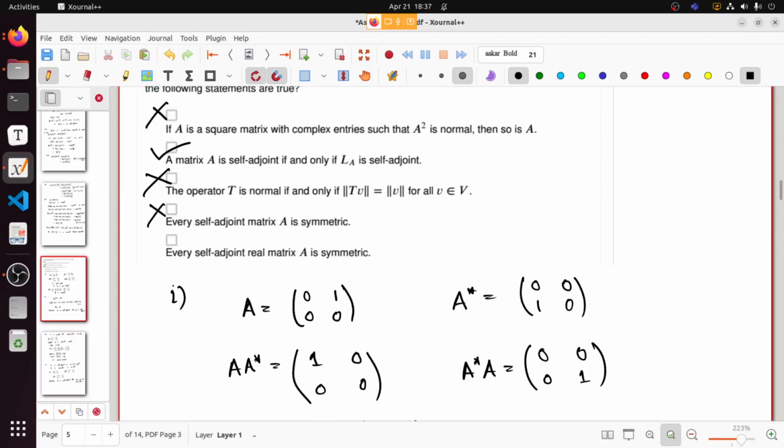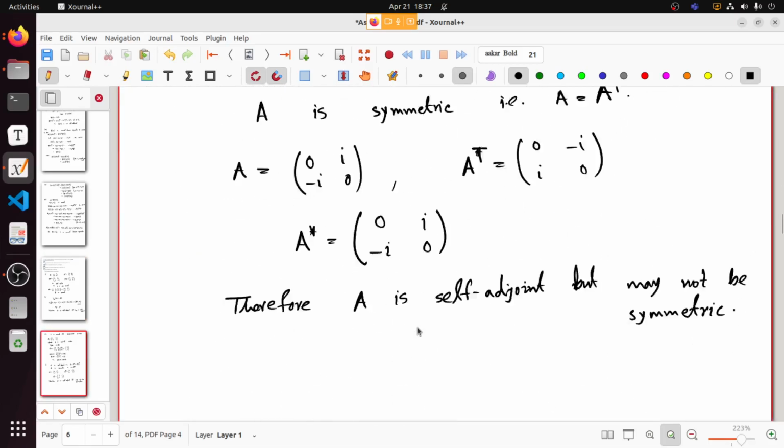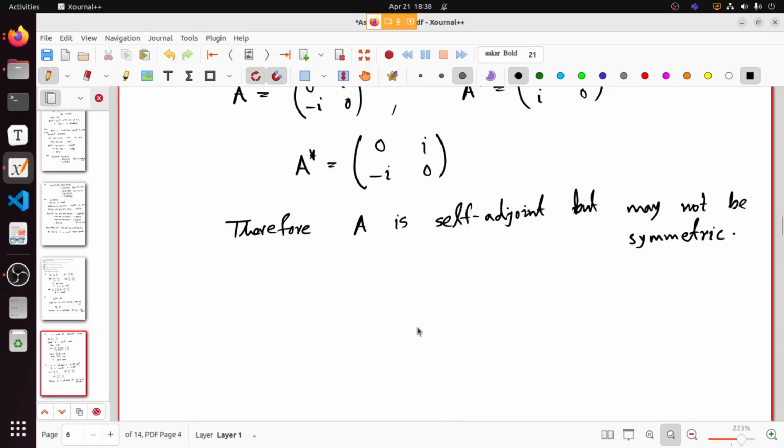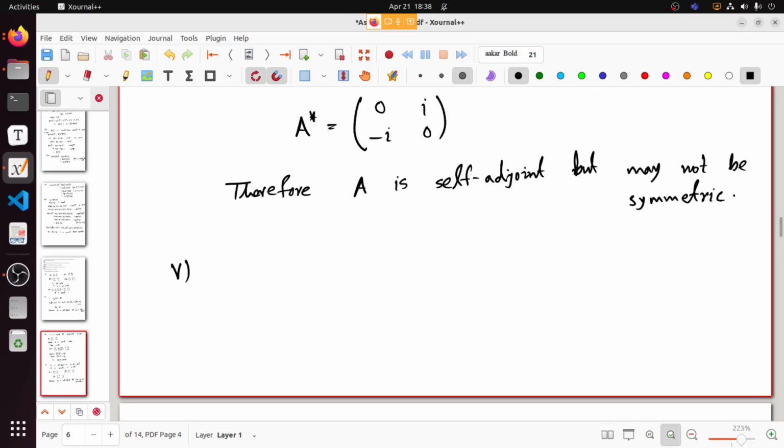Now what is the next? Every self-adjoint real matrix is symmetric, right? So this is true, as we have seen right now, because for real matrices the conjugate transpose is the same as the transpose. So this is option number 5. What is given? A equals A conjugate transpose and A is a real matrix.